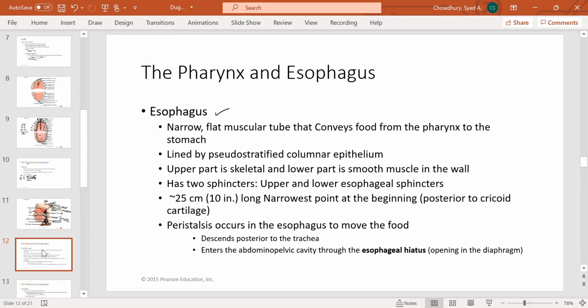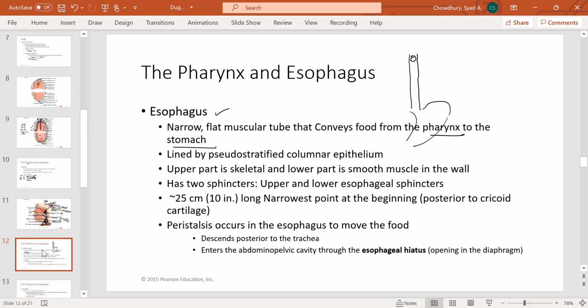The esophagus is a narrow flat muscular tube that transports food from the pharynx to the stomach. So it is a tube, and the food bolus, once it enters into the esophagus, will very fast pass through it and go to the stomach. Why does the food go pretty fast from the pharynx to the stomach through the esophagus?